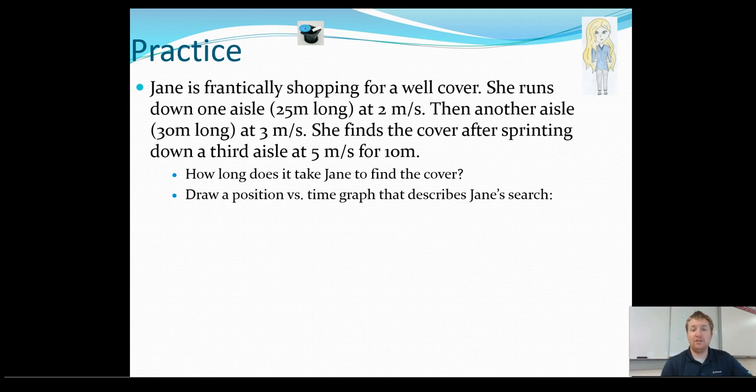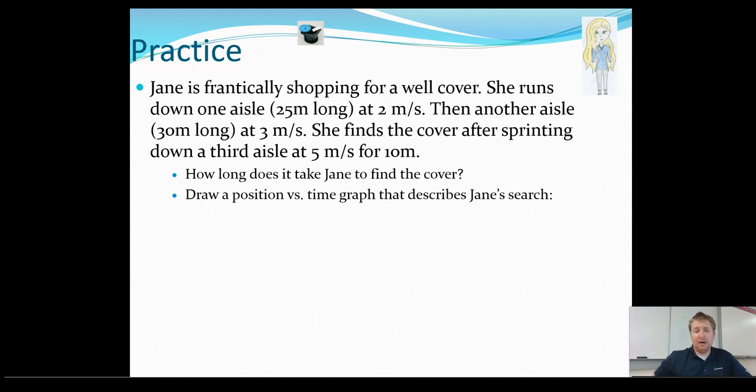She runs down one aisle, 25 meters long at 2 meters per second, and then another aisle, 30 meters long at 3 meters per second, and she finds the cover after sprinting down a third aisle at 5 meters per second for 10 meters. Okay, so how long does it take Jane to find this cover? And then we need to draw a position versus time graph.